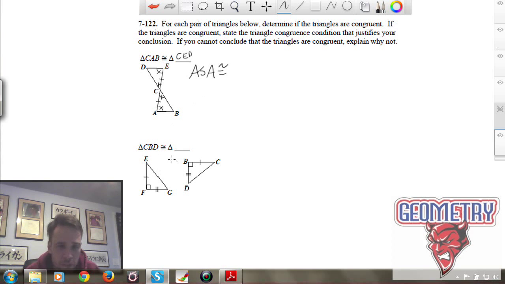The next one here, we have one pair of sides that match up. We have another pair of sides that match up, and the right angle in between matches up. So this is a pretty clear example of side, angle, side congruency. Now let's match up the correct letters. So it says CBD, well that would match up with EFG.